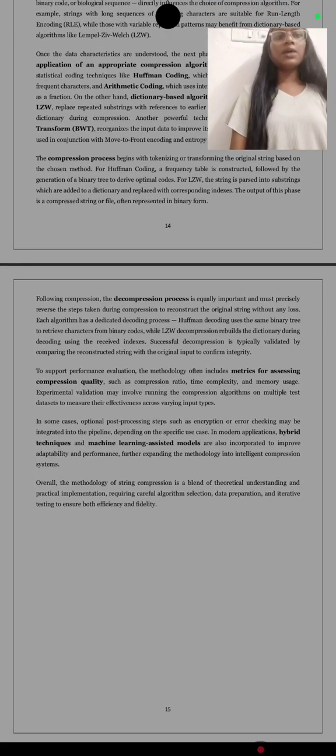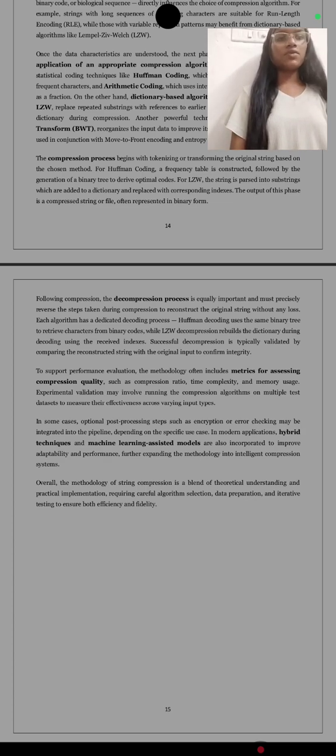From compression, the decompression process is equally important and must precisely reverse the steps taken during compression to reconstruct the original string without any loss. Each algorithm has a dedicated decoding process. Huffman decoding uses the same binary tree to retrieve characters from binary codes, while LZW decompression rebuilds the dictionary while decoding the received indexes. Successful decompression is typically validated by comparing the reconstructed string with the original input to confirm integrity.